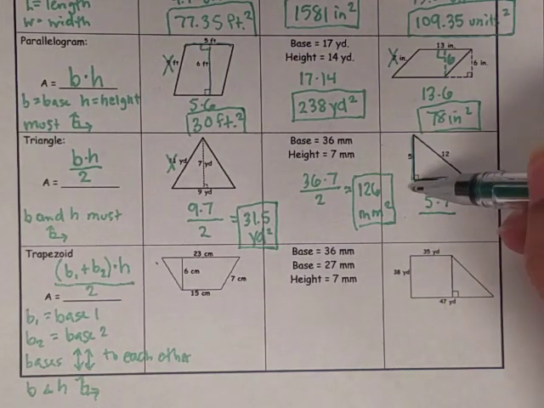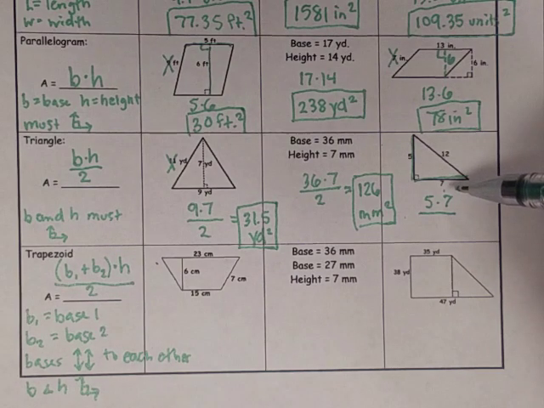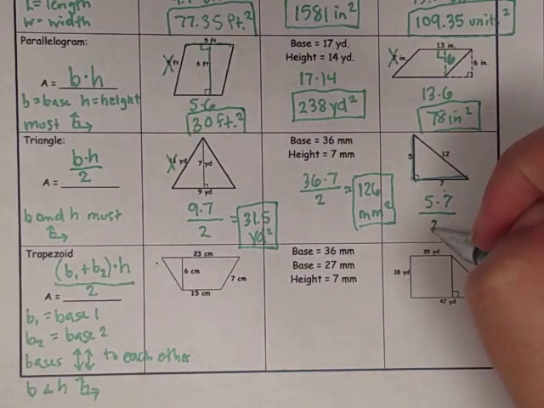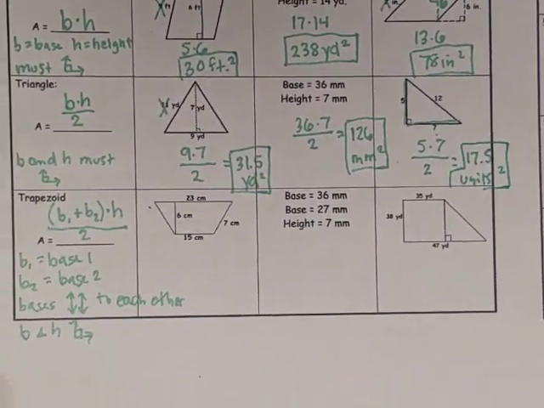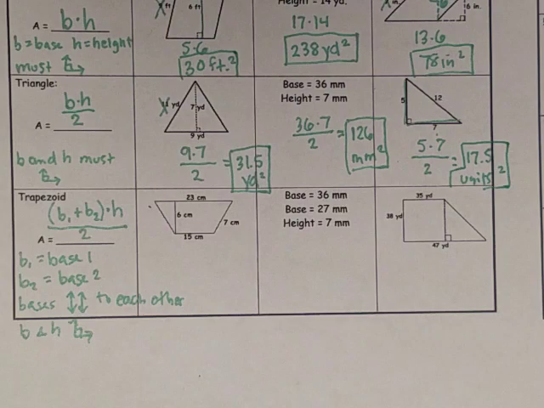So 5 and 7 are perpendicular to each other, so those are the base and height that we're going to use. So 5 times 7 divided by 2, and that gives me 17.5 units squared. All right, so that's triangles. All right, and then our last shapes that we're going to deal with are trapezoids.